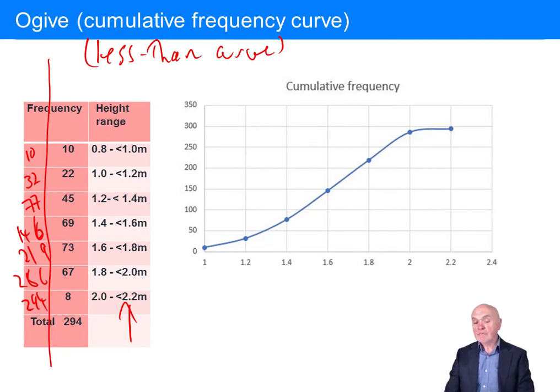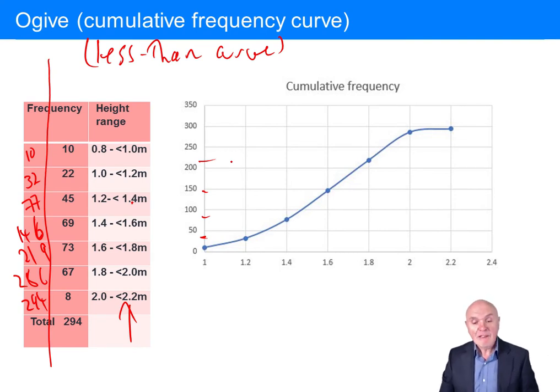And you can graph it out here. So here we have at 1.2, for example, 32. This is going to be your 32. At the upper range here of 1.4, we have 77. And then at 1.6, we have 146. Well, just less than 150 in that. And then up here, less than 1.8, we have 219, which is going to be there.